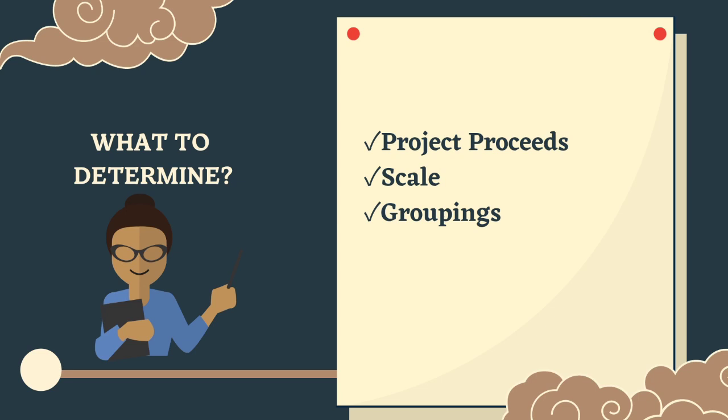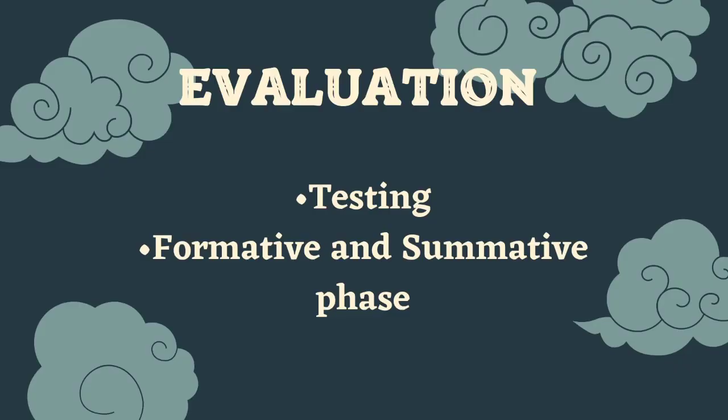Do you see that students are able to grasp the topic immediately or do they need help? You have the scale. On which scale? Is it on a smaller scale or a larger scale? And lastly, the groupings, wherein you will assess if the student can work independently or if constant guidance is required. Next part is the evaluation, the testing stage, where the project is subjected to meticulous final testing regarding the what, how, why, and when of the things that were accomplished. It is a formative and summative phase.